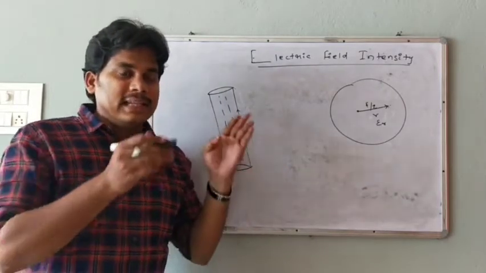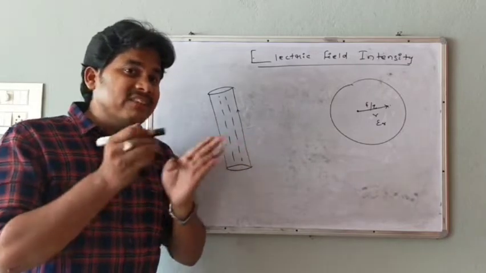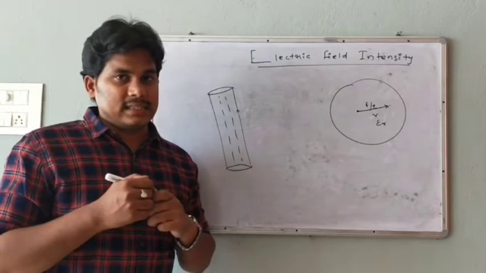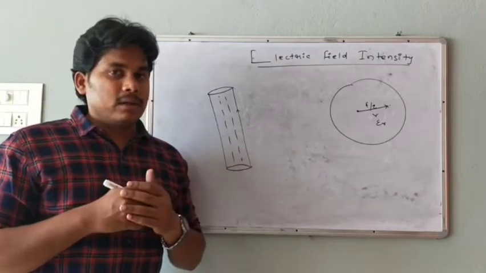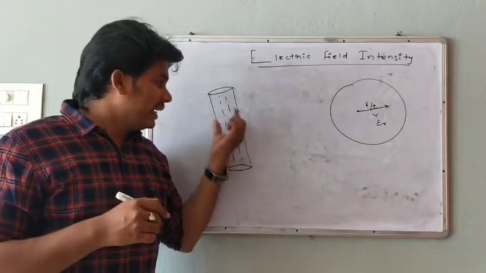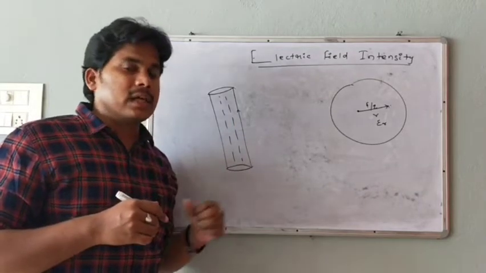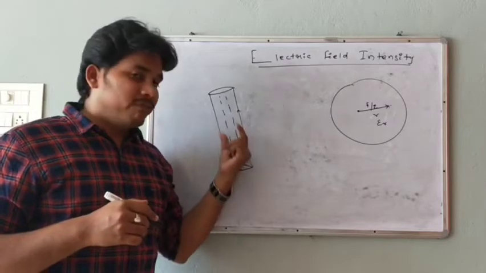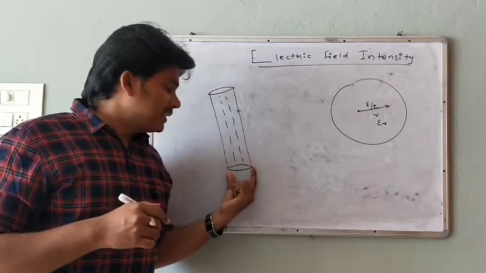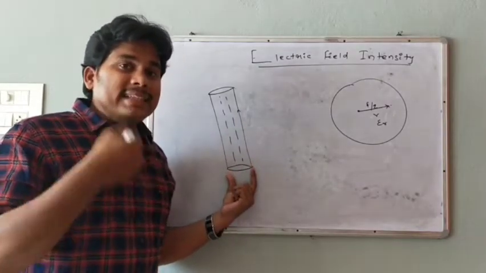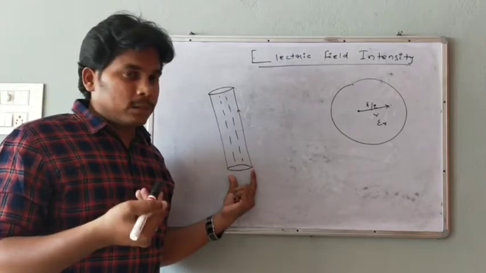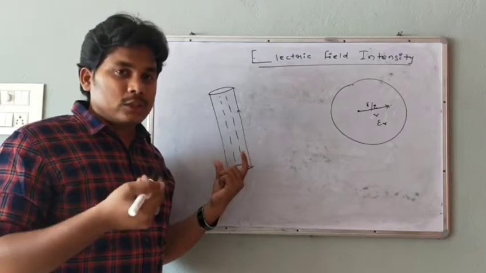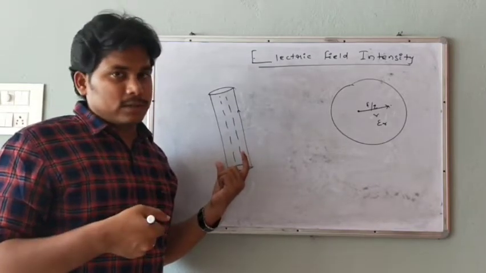Fourth, the electric field intensity varies inversely with the square of the distance between the charges. And the next point, the electric field intensity inside a charged conductor is always zero, as there are no charges within the conductor. Why this is zero and what is the impact of this, we will learn in the electric lines of force or lines of force.